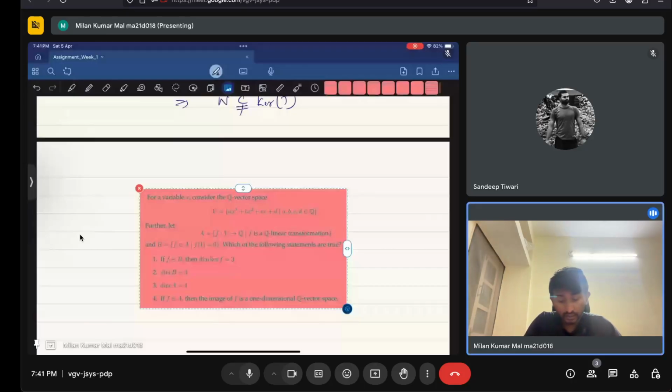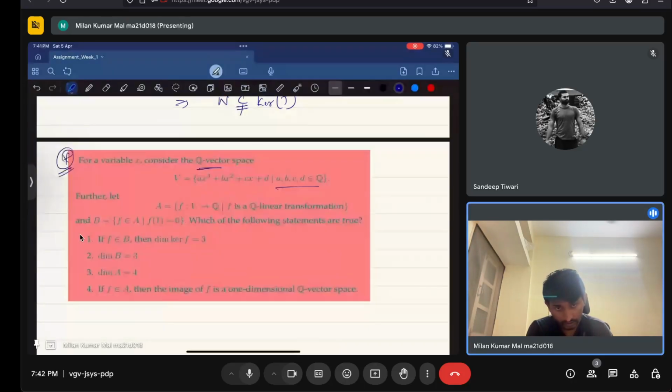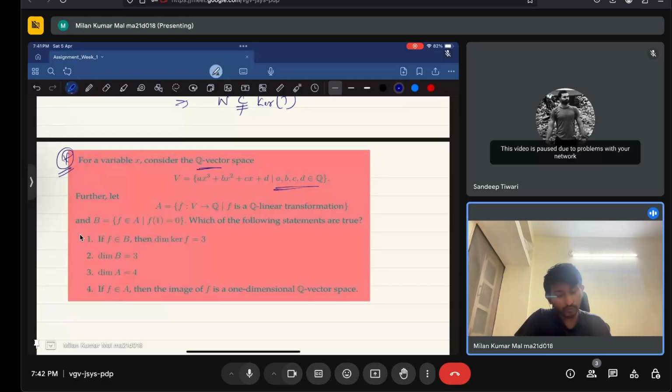So for a variable x, consider the Q vector space, that is, rational. That is an extra thing. It is asking A, B, C, D, all coming from rational. Further, let A be the set of all those linear transformations over the field, here the field is Q. F is a Q-linear transformation, that is, a linear functional. B is the set of those which map 1 to 0. Which of the following statements are true?